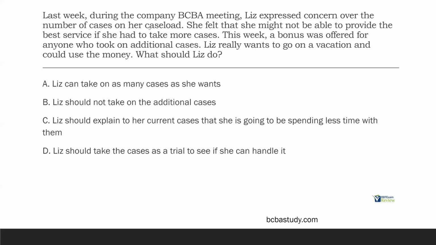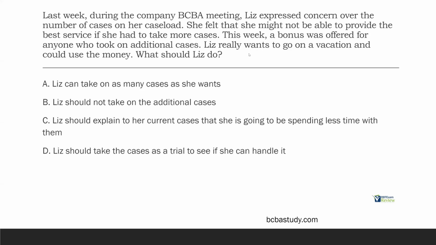Liz already expressed concern that she has a lot of cases. If she takes any more, she is concerned she can't provide the best service. So if that's the case, Liz can't do what? She can't take any more cases. Despite this monetary incentive that's being offered, which has its own ethical issues, what should Liz do in this situation?